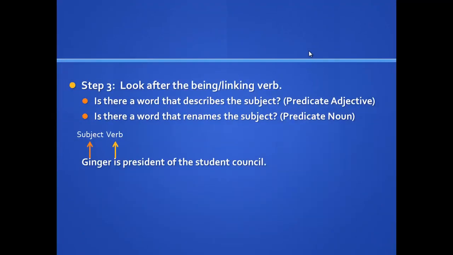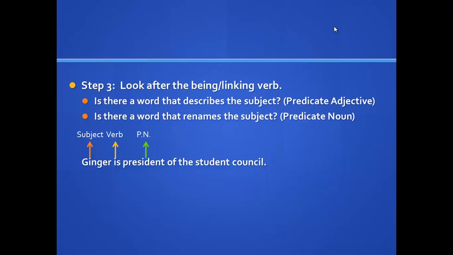Step 3. Look after the being or linking verb. So your predicate noun or predicate adjective is always going to be after the verb. Is there a word that describes the subject? Then it's a predicate adjective. Is there a word that renames the subject? That's a predicate noun. So let's look. After the verb is, we have the phrase President of the Student Council. Do any of those words describe or rename the subject?